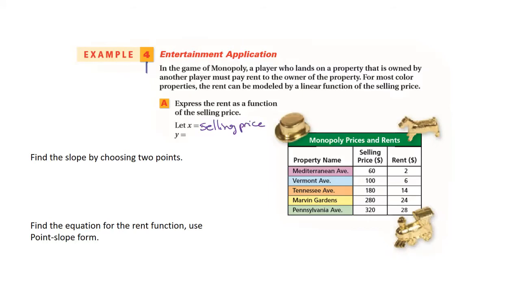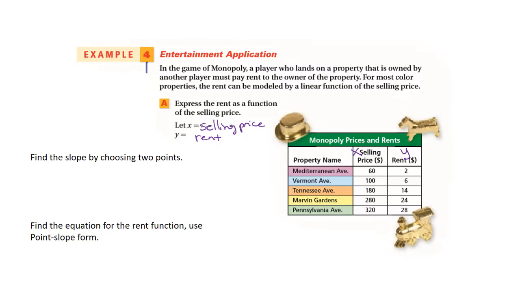Okay, and let's let y equal the rent. So our selling price is going to be our x's, and our rent is going to be our y's. Now the question says find the slope and choose 2 points. Just like before, all we have to do is find 2 numbers and we can find the slope. So let's just pick 2.